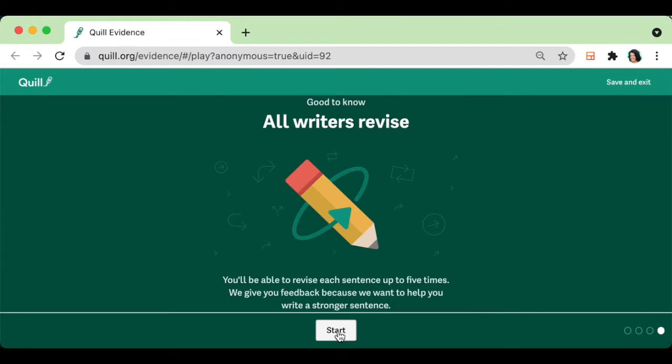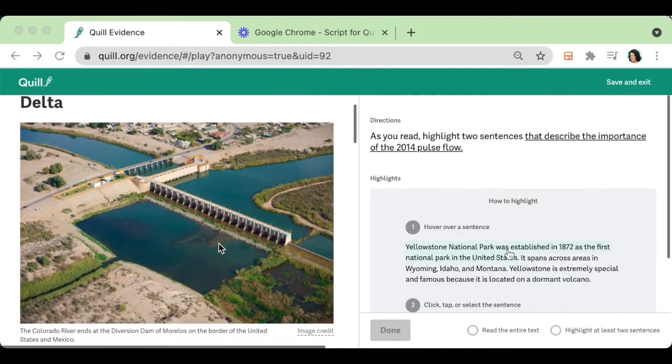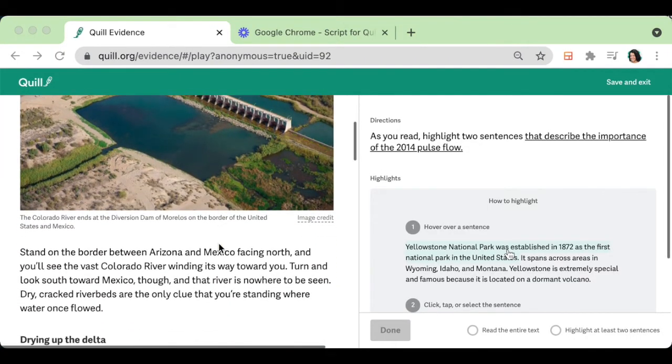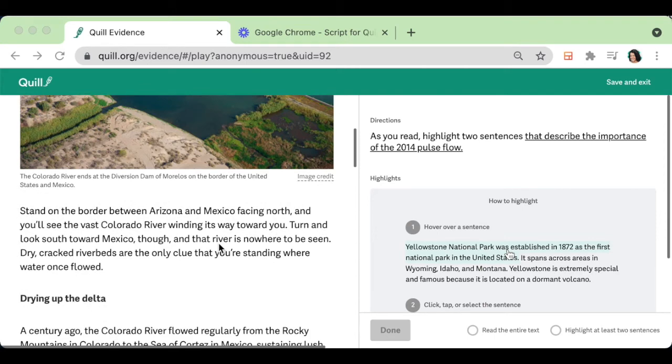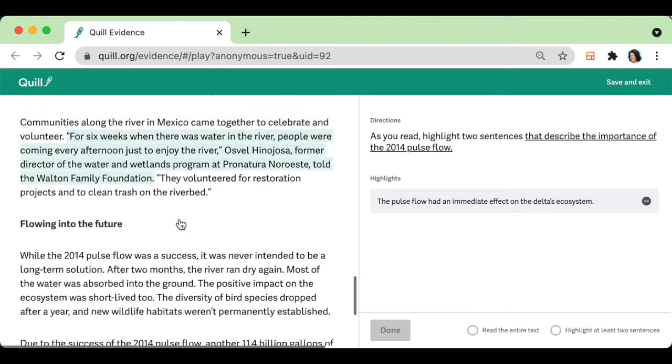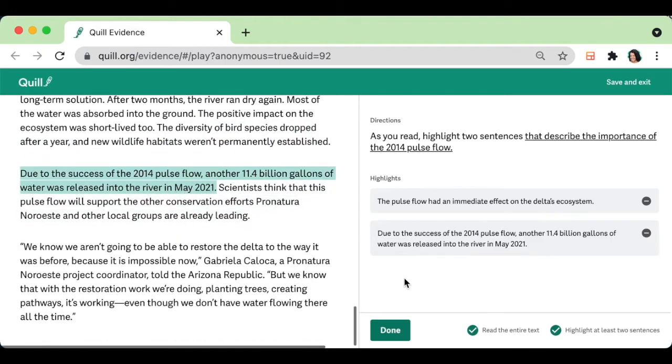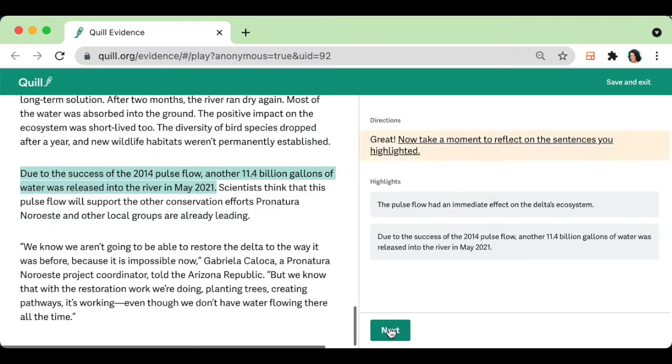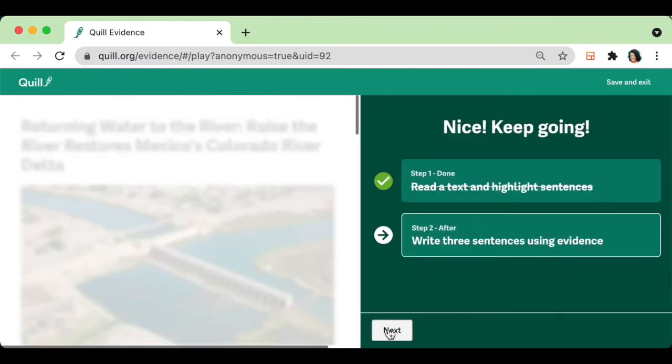Let's press start. Students will read through the passage, and as they read, they'll highlight 2 sentences that describe the importance of the 2014 pulse flow. They'll click Done, and they'll be told, great, now take a moment to reflect on the sentences you highlighted, encouraging them to take a pause and really take in the gist of the text that they have just read. They'll click Next, and they'll be told, nice, keep going, and they'll see that they're moving on to step 2.